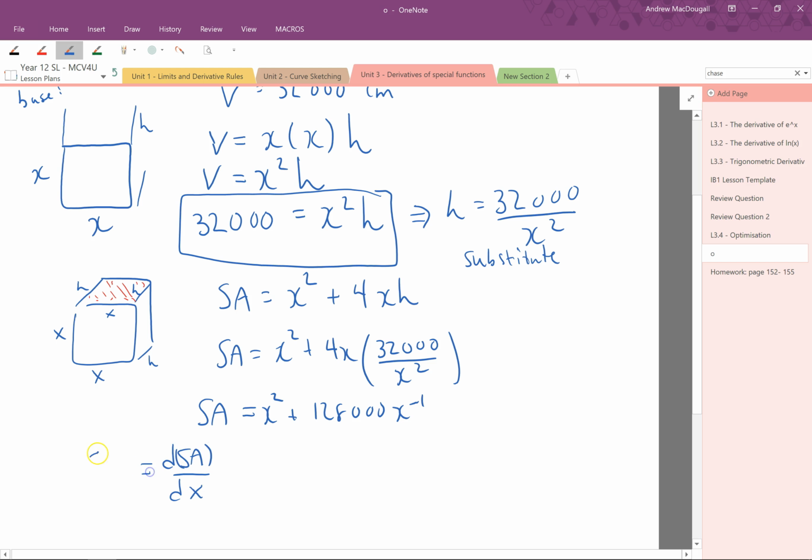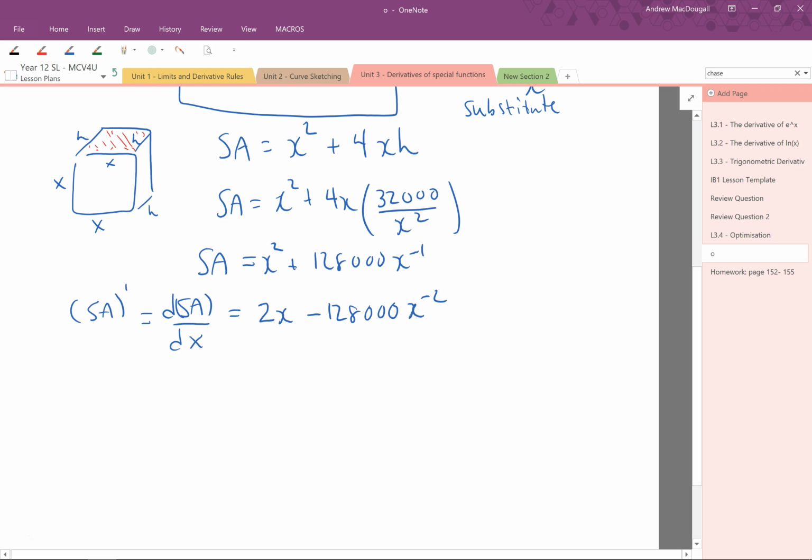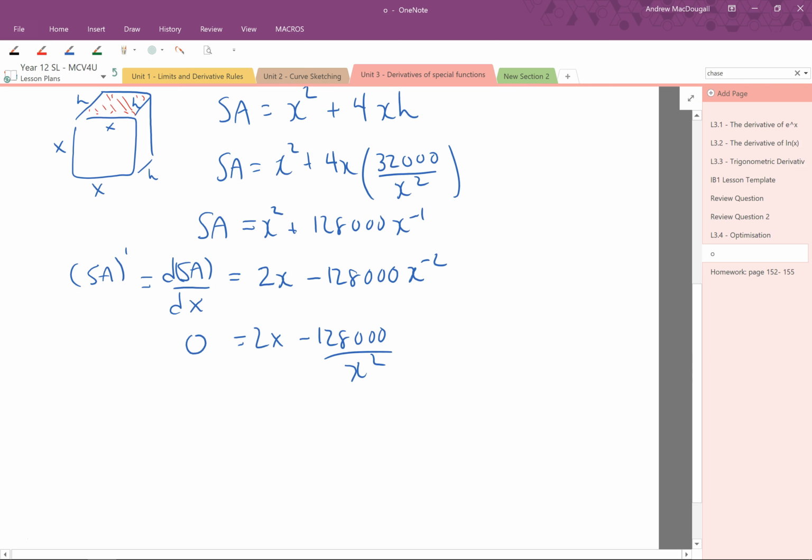A lot of you guys would want to write that as the derivative, prime. The other notation is a little clearer. It tells us which variable we're differentiating with respect to. And this is 2x minus 128,000 x to the negative 2, which is really 2x minus 128,000 over x squared. And we're going to set this equal to 0. Remember, maxes and mins occur when the derivative is equal to 0. So if we want to find the minimum possible surface area, we take the derivative, set it equal to 0.